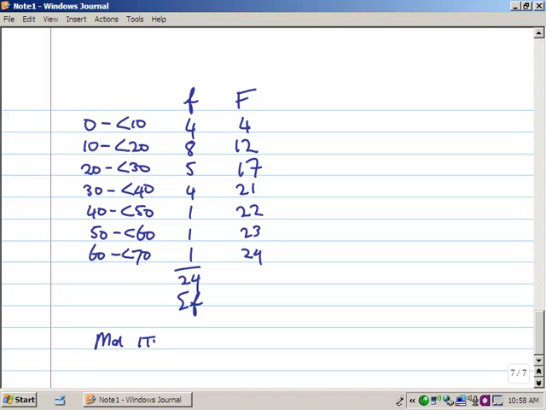Alright, so we have to identify the median item. It is the n divided by 2 item. We don't worry in this case whether the data set is either even or odd. In this case it's even, so it makes sense, but it doesn't have to be. So the median item is the 12th item.